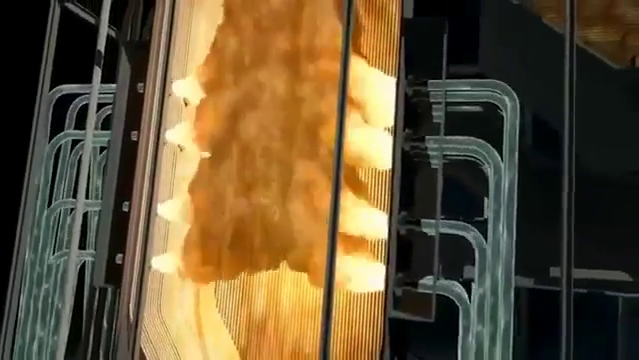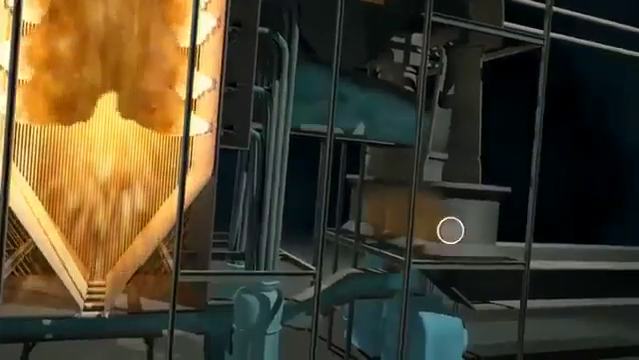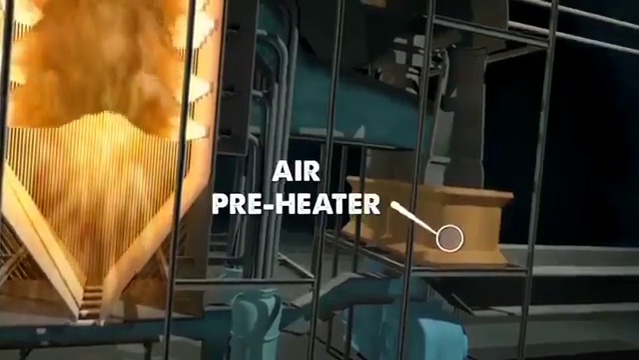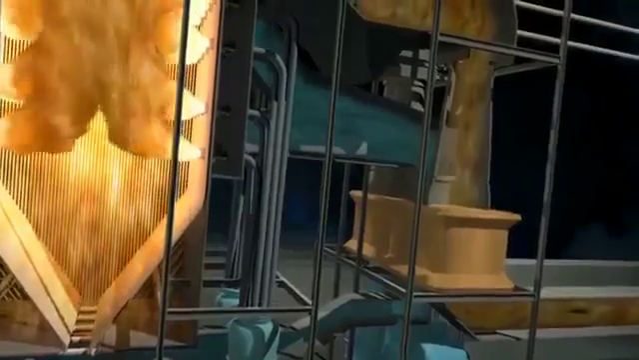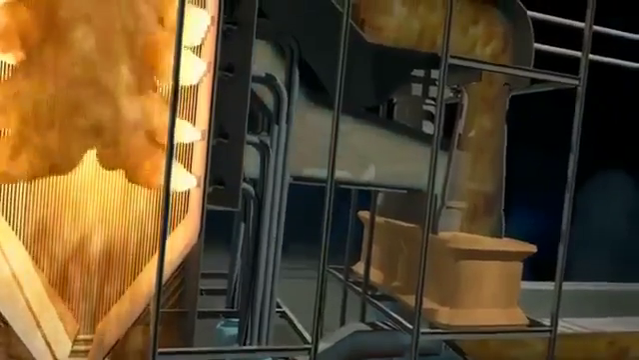feeder tubes. The other portion passes through an air preheater, which transfers heat from the exhaust gases to the incoming air, raising the air temperature, reducing moisture, and producing a cleaner burn.